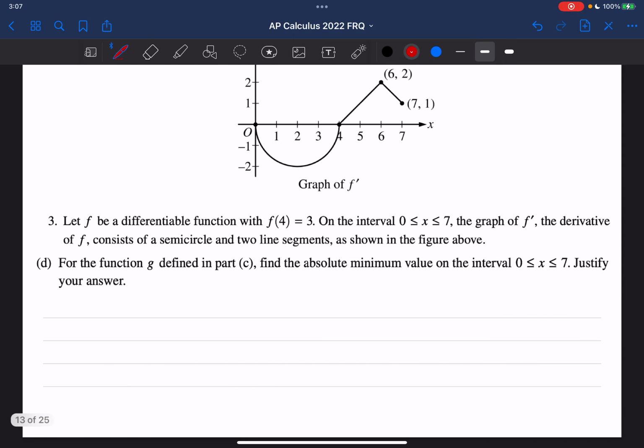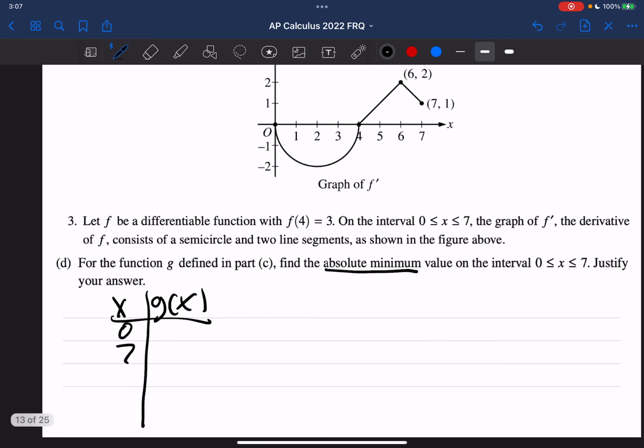And then finally, letter D. For the function defined in part C, what is the absolute minimum value for g of x? So now for g of x, we have to consider where it has a maximum or a minimum. Sorry, what is the absolute minimum? So we have x and we have g of x. We always consider the endpoints, so we have to consider 0, and we have to consider 7.